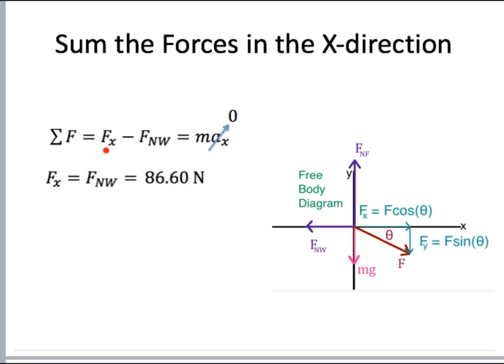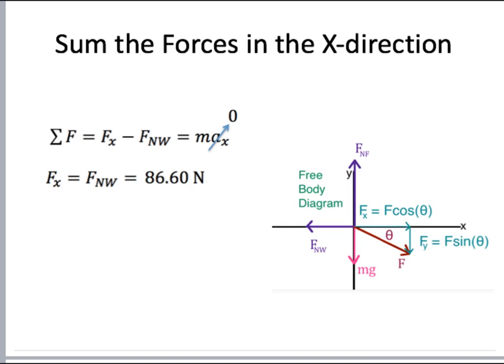So anyway, these are the two forces. I've got positive Fx. How do I know it's positive? It's pointing to the right, and that's the way I've defined my positive. Minus Fnw, that's because it's pointing to the left. And of course they're equal to 0 because the acceleration is 0. And so I can move that over, and Fx equals Fnw, and we already calculated Fx to be 86.6 newtons. So that is both the force that is pushing it into the wall and the force that the wall is pushing back with.